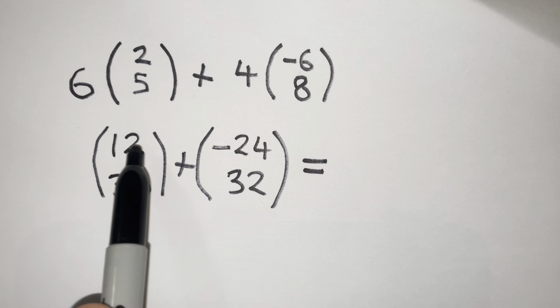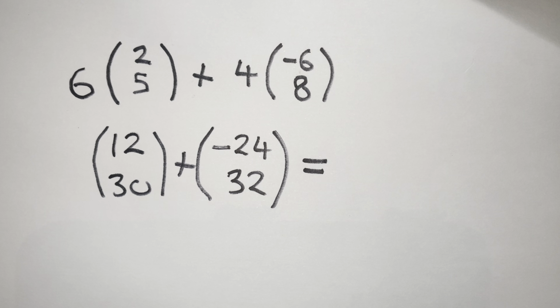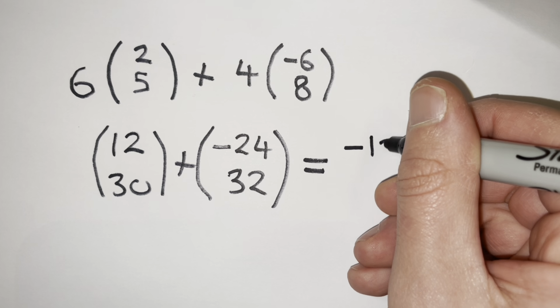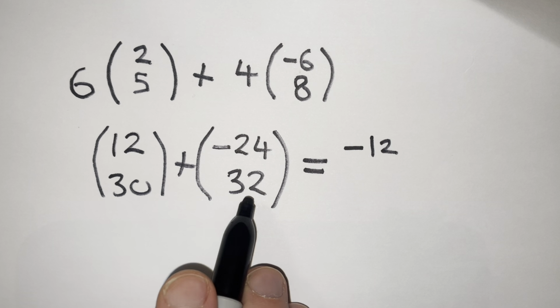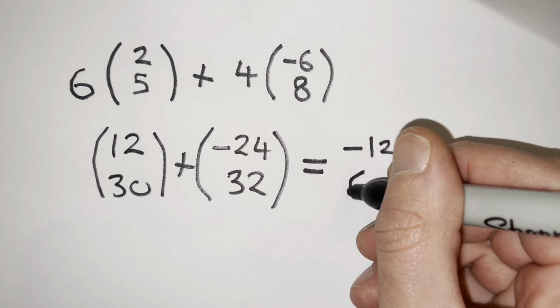So we do 12 add -24, which gives us -12. We then do 30 add 32, which gives us 62.